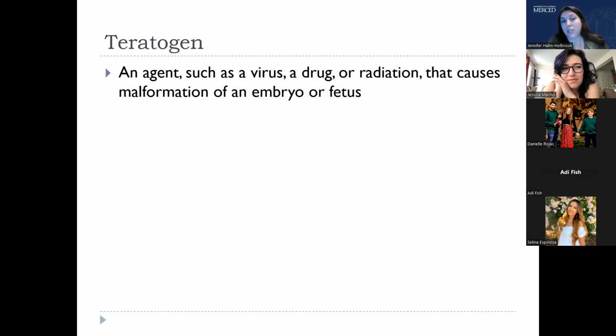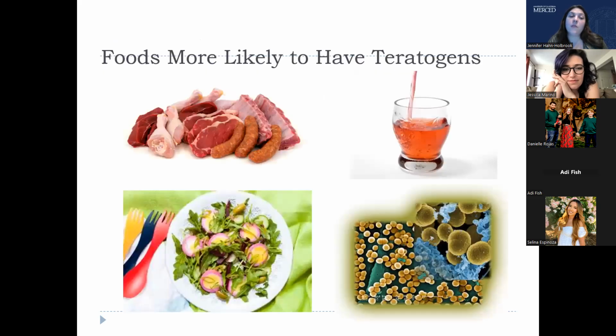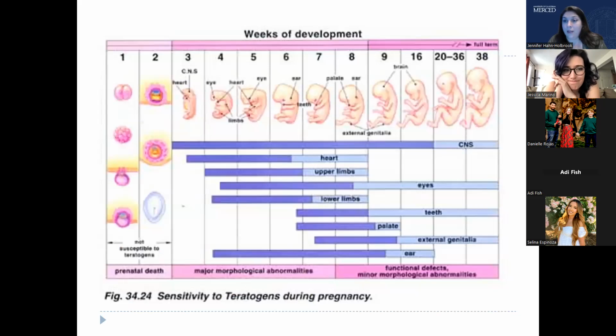Well, we talked about teratogens. These are agents such as viruses, drugs, radiation, food pathogens, anything that can cause a malformation in the embryo or the fetus. Foods are a huge form of teratogens for fetuses. So food poisoning, especially from meats and uncooked vegetables, is very, very dangerous. Anything that has a pathogen that could lead to a problem in the baby's brain or development should probably be avoided, especially when we look at the weeks of critical periods in development.